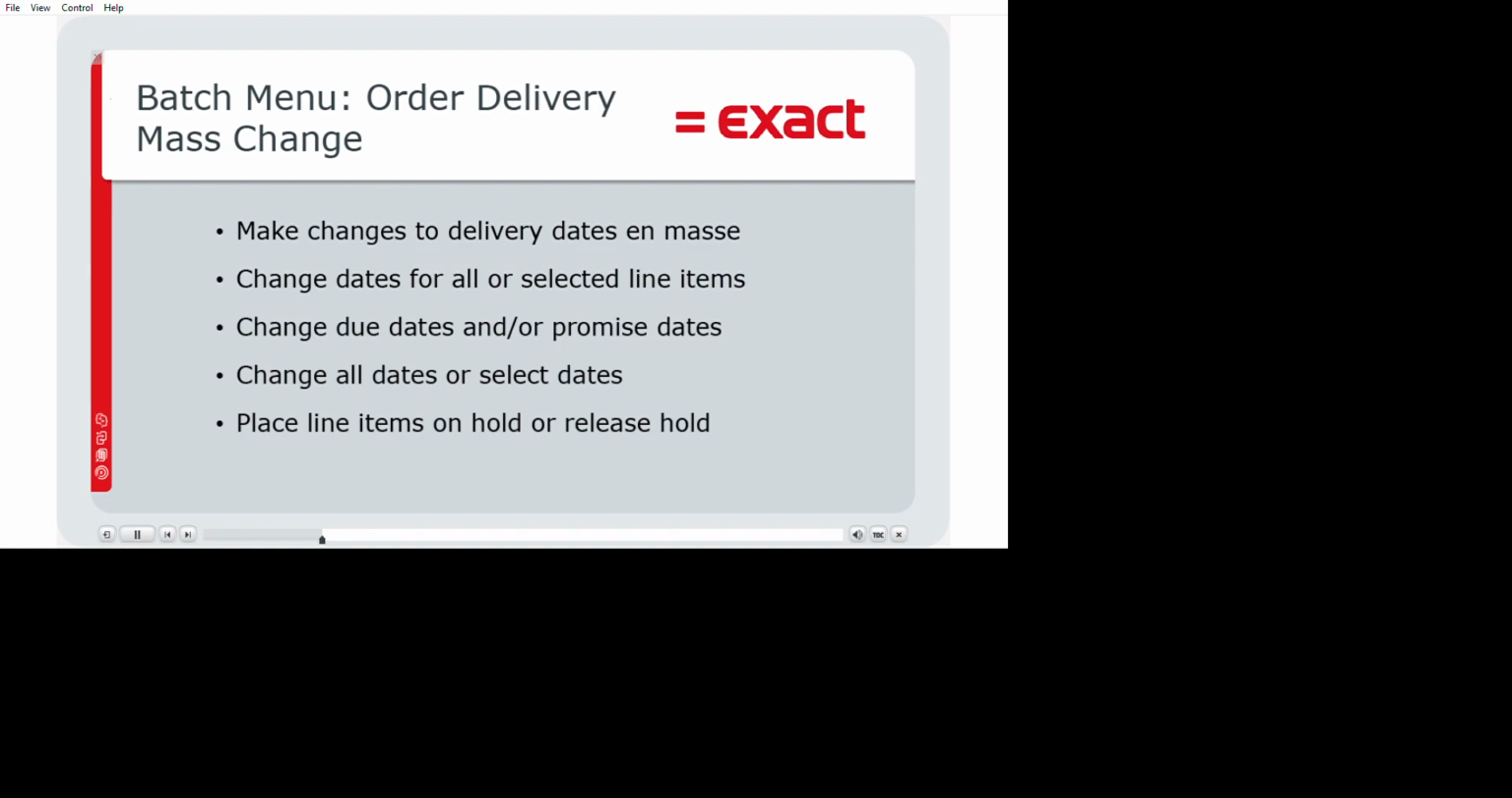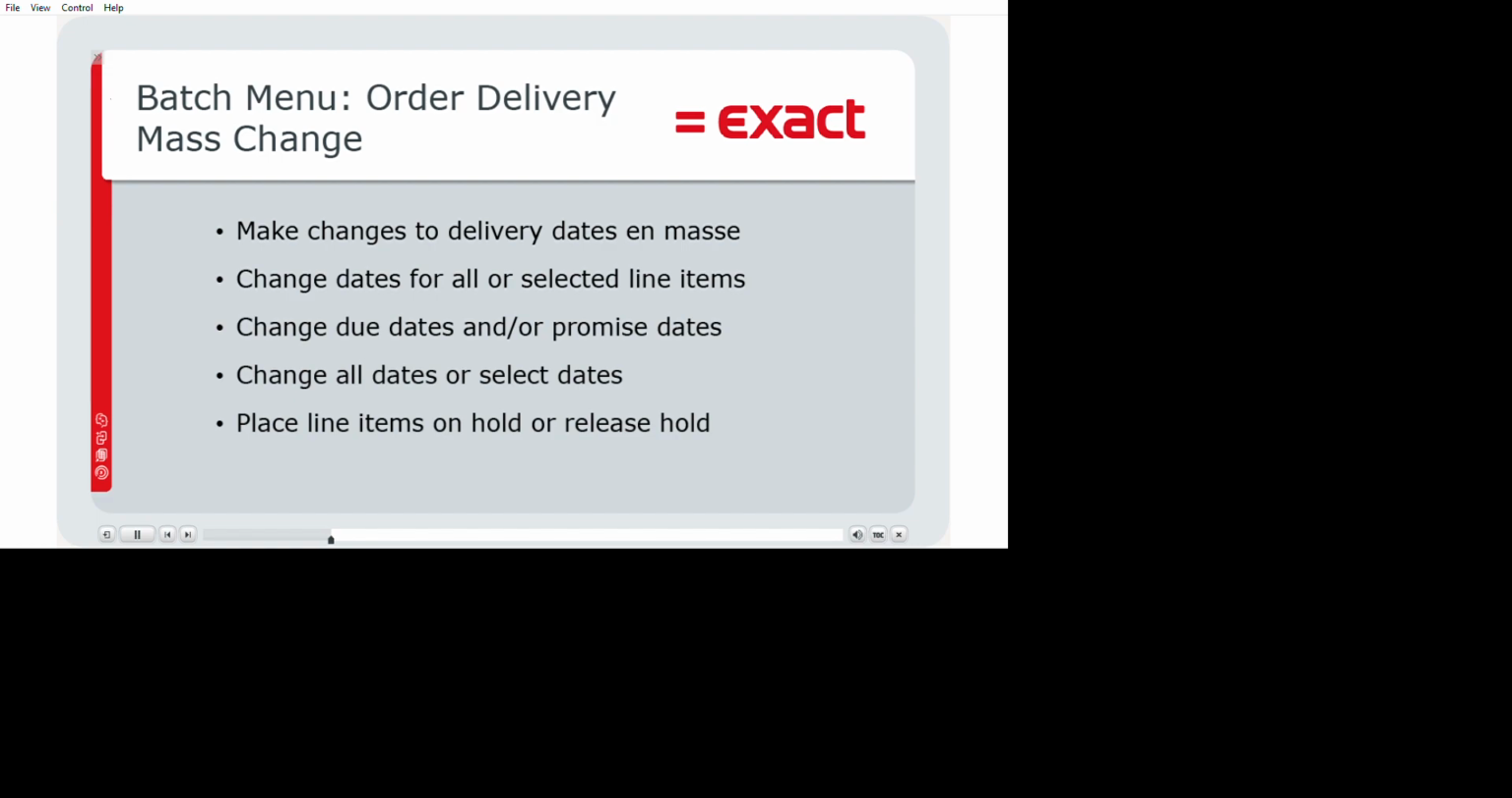You can change delivery dates for either all line items or selected line items on either a purchase order or a sales order without editing every line individually. To do so, you will select the Batch menu, then Order Delivery Mass Changes.